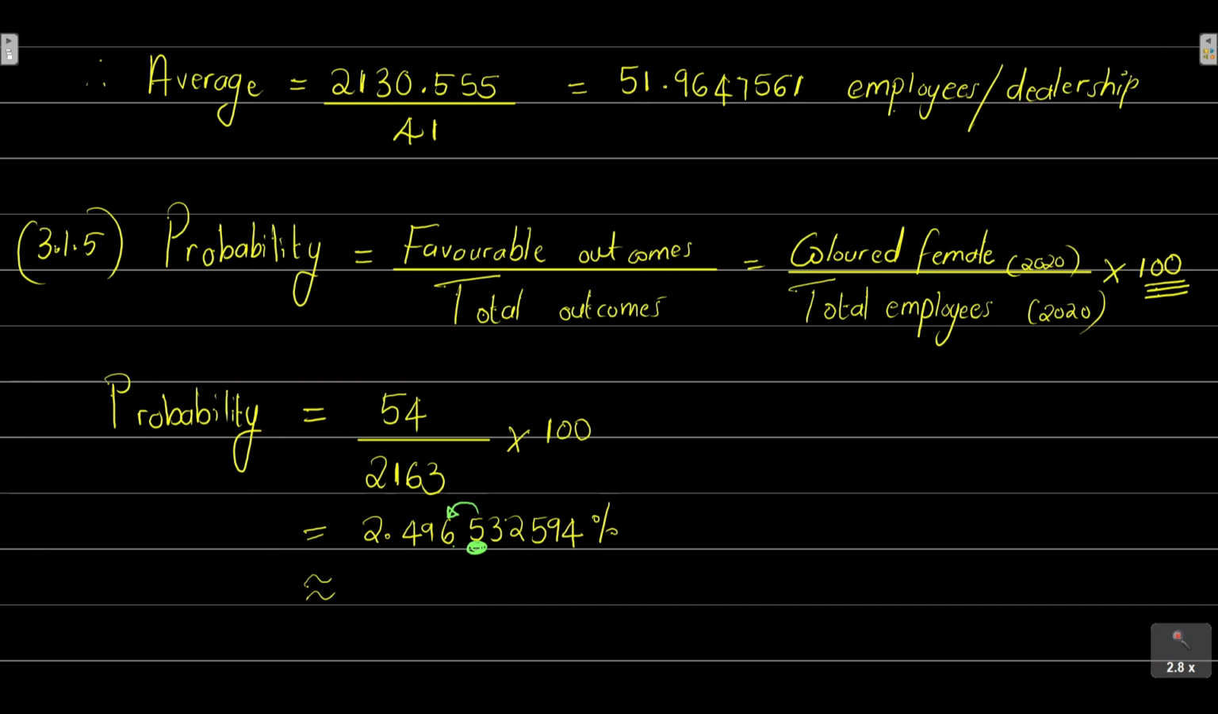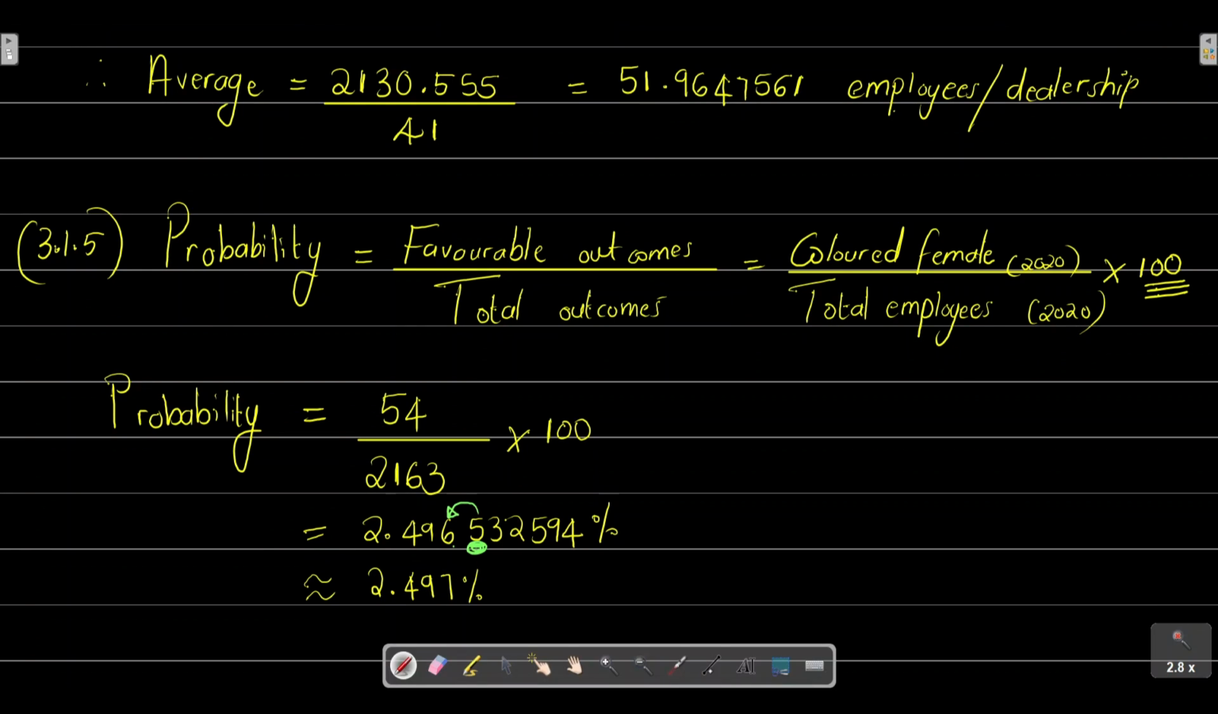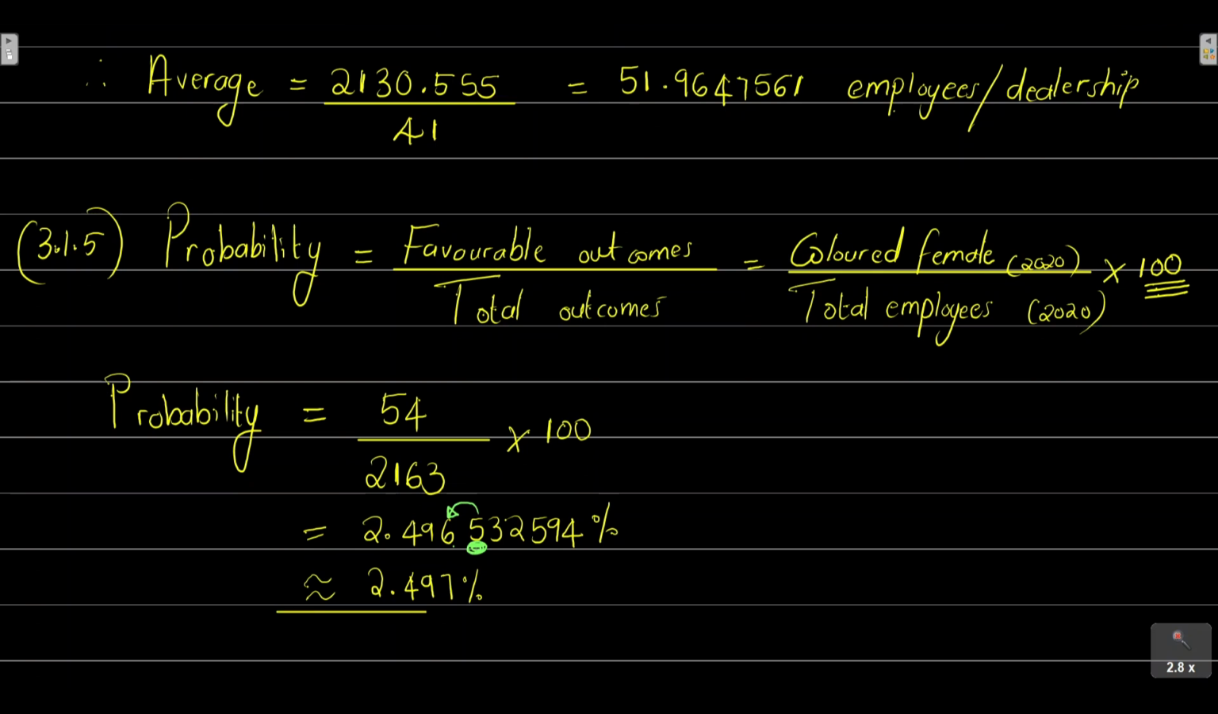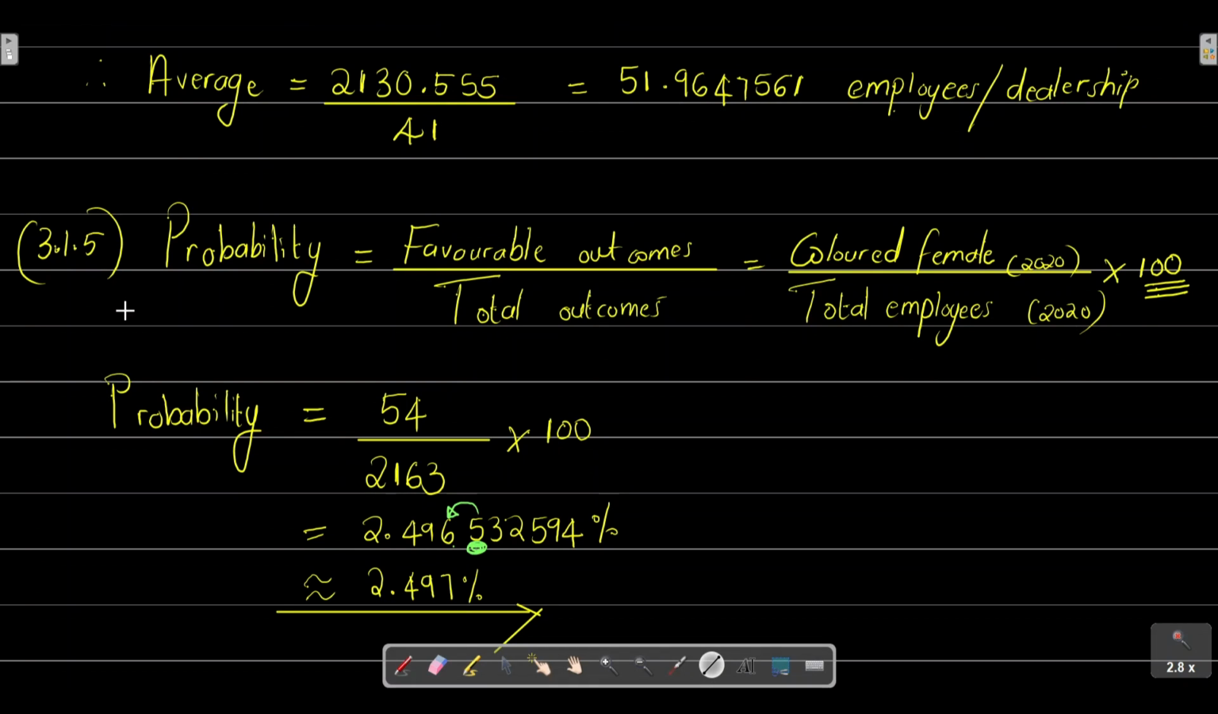Because this value is a 5, remember, when we're rounding off, if it's 5 or above 5, we round the value up. So that means we need to round the 6 up. It must go up 1 unit. So then the final answer is going to be 2.497%. That is the probability of randomly choosing a colored female in 2020 from the total number of employees.